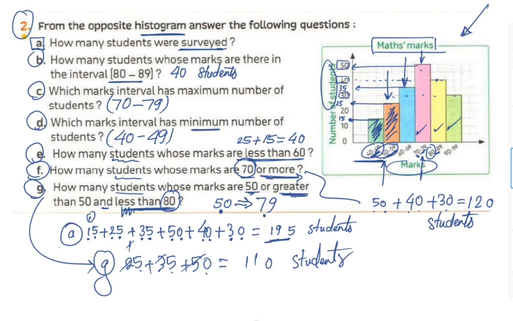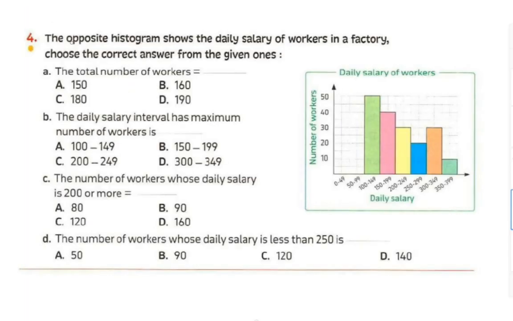Okay, go to next. The opposite histogram shows the daily salary for workers. Workers in a factory. We have some factory, have some workers. Every worker, daily salary. Okay? Choose the correct answer from the given ones.